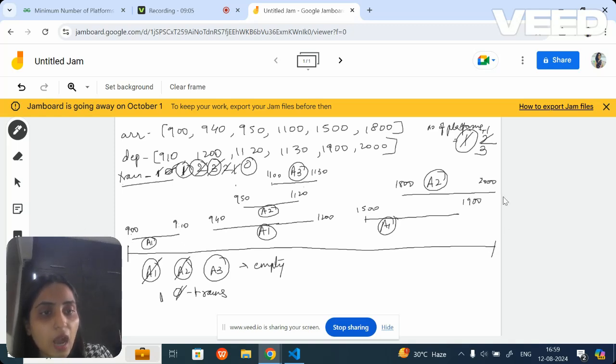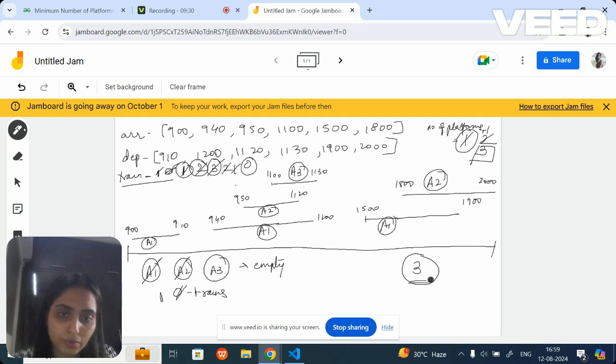During this entire day, how many total platforms need to be created? Three. Why? Because during the day, for any train that comes, we have to keep three platforms ready so that none of the trains have to wait. They will get any of them vacant. So this is how we need to understand the question. Based on that, a minimum of three platforms have to be created so that all the trains can be accommodated at their arrival timings. And that's it about the question.